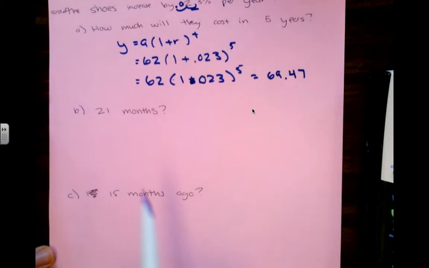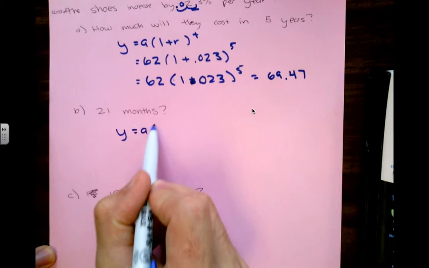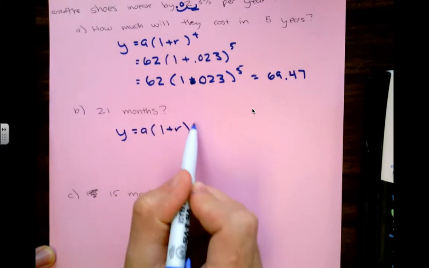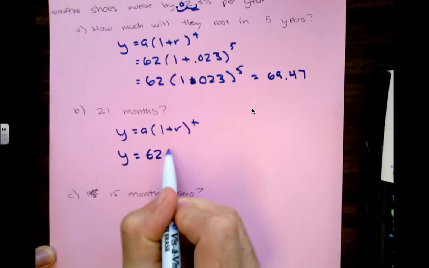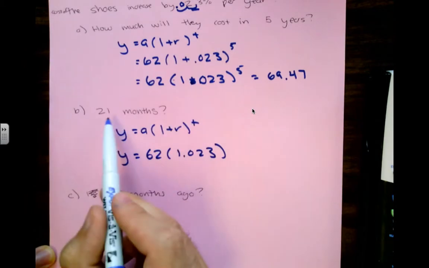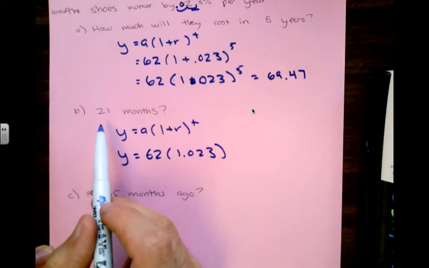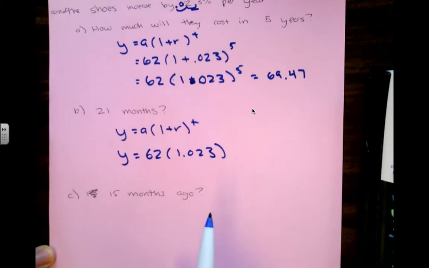Now we're going to go through the same thing for 21 months. Most of this is going to be exactly the same. We're still talking about exponential growth here. 62 is the same, 1 plus r is exactly the same. Now our t value is going to change. We're talking about 21 months, so we have to think about how many years that is, because our t value is in terms of years.